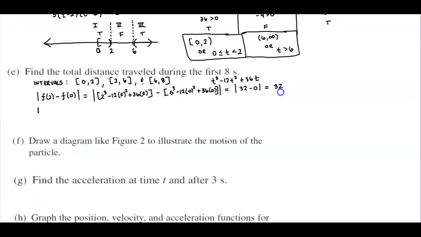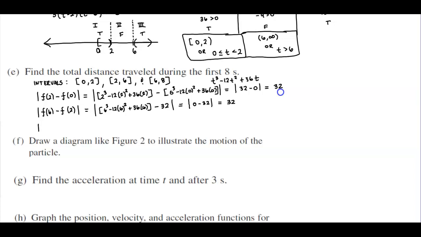Okay, and now what we want to do is find out what is the distance from f of 6 minus f of 2. We already know what f of 2 is, so plugging in 6 cubed minus 12 times 6 squared plus 36 times 6, and that's minus 32. Well, if we plug in 6, that means we're going to get 0, and then 0 minus 32 is going to give us a positive 32.